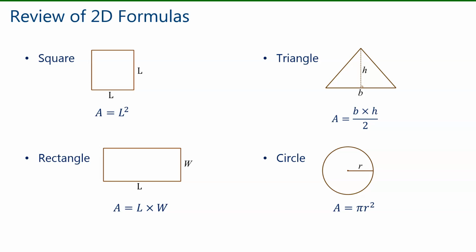Now we don't need to work with perimeter much throughout this section, but perimeter is the distance around a figure. And for a circle, we actually call that the circumference. So circumference is equal to 2 pi r or pi d.